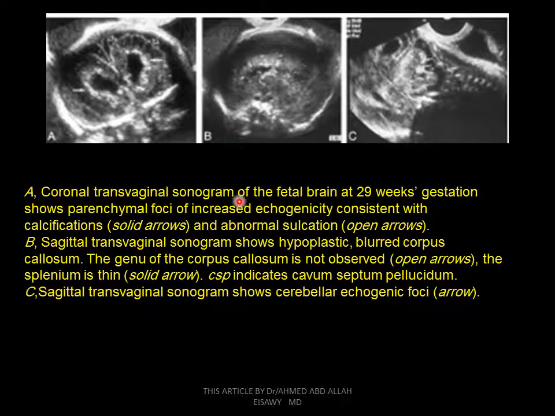With sagittal sonogram, we show hypoplastic corpus callosum, and the genu of the corpus callosum is not observed. The splenium is seen, and this indicates cavum septum pellucidum. With this image, we show cerebellar echogenic foci. This is cytomegalovirus.